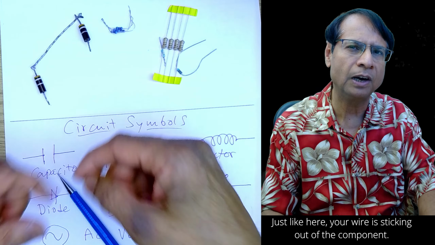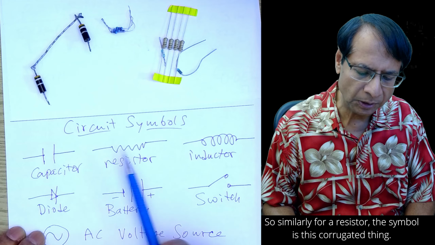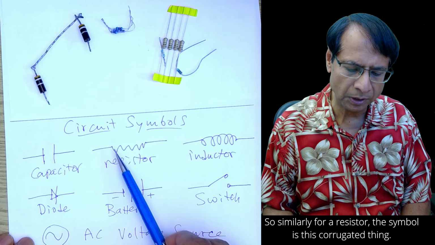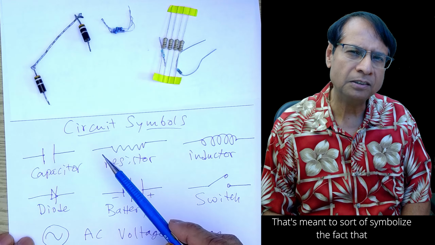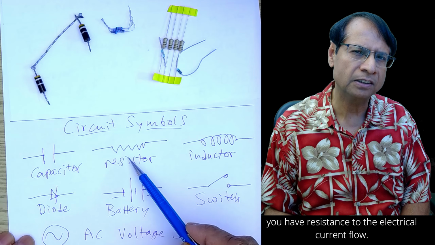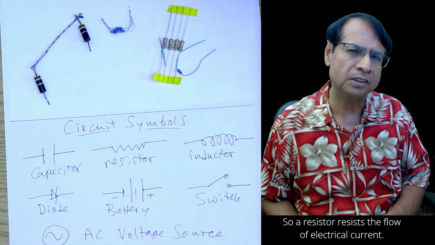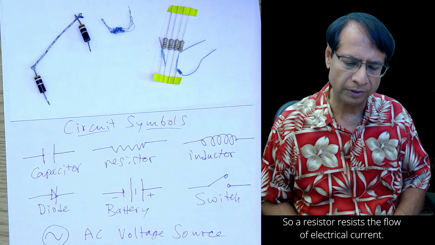Just like here, you have wires sticking out of the component. So those things, those are the wires. Similarly for a resistor, the symbol is this corrugated thing that's meant to symbolize the fact that you have resistance to the electrical current flow. It has to struggle to get across. So a resistor resists the flow of electrical current.